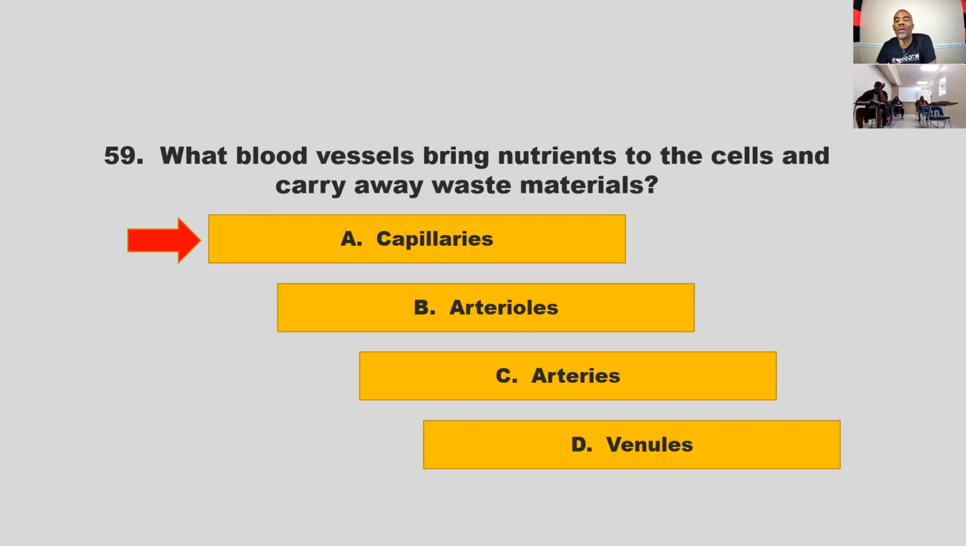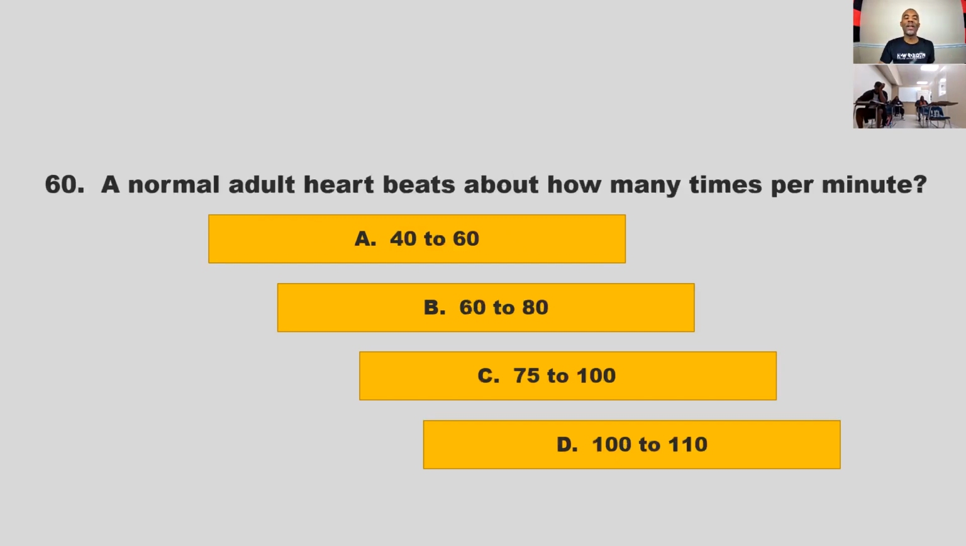We are down to our last 6 questions. Lord, can they get them right? A normal adult heart beats about how many times per minute? B. That is correct, 60-80.